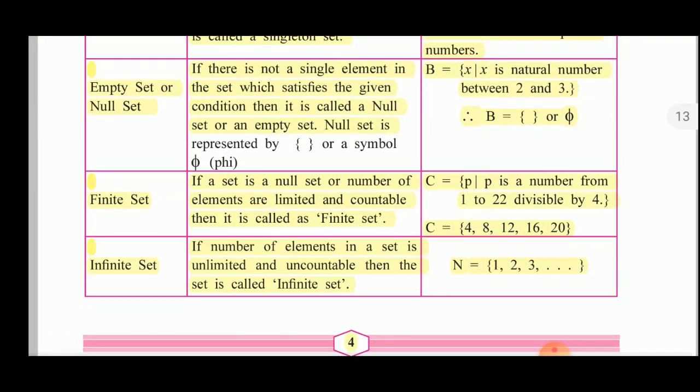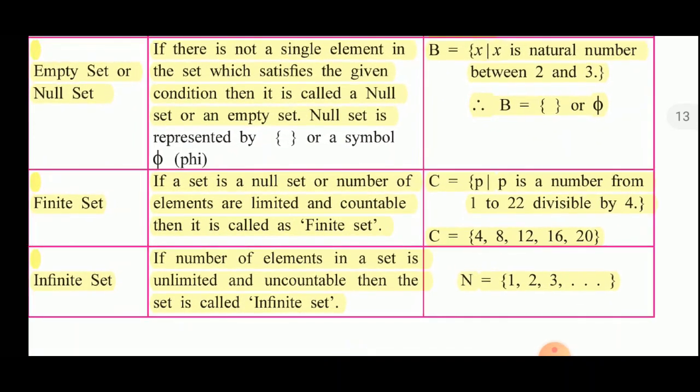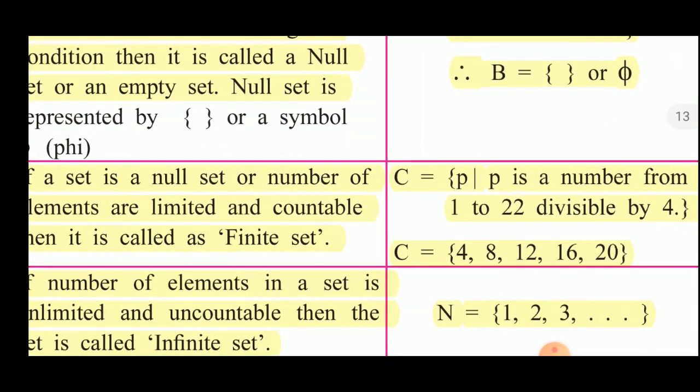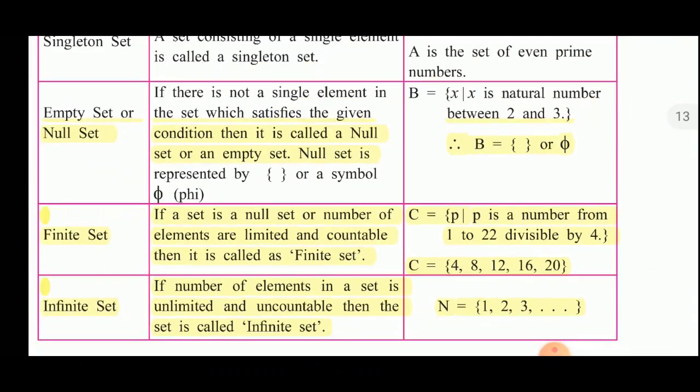Then the finite set. If the set is a null set or the number of elements is limited and countable, then it is called a finite set. Now C is the numbers from 1 to 24 divisible by 4. Which numbers will come? 4, 8, 12, 16 and 20.